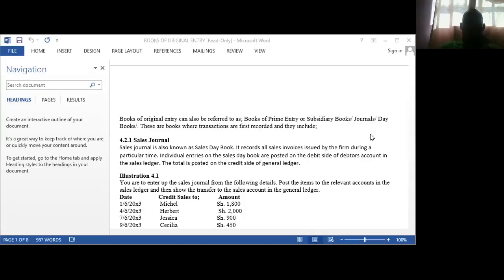Hello class. Today I want us to talk about the books of original entry. The books of original entry are also known as the prime books. They are also known as the subsidiary books, commonly known as the journals, the day books. Sometimes they are also called the diaries.